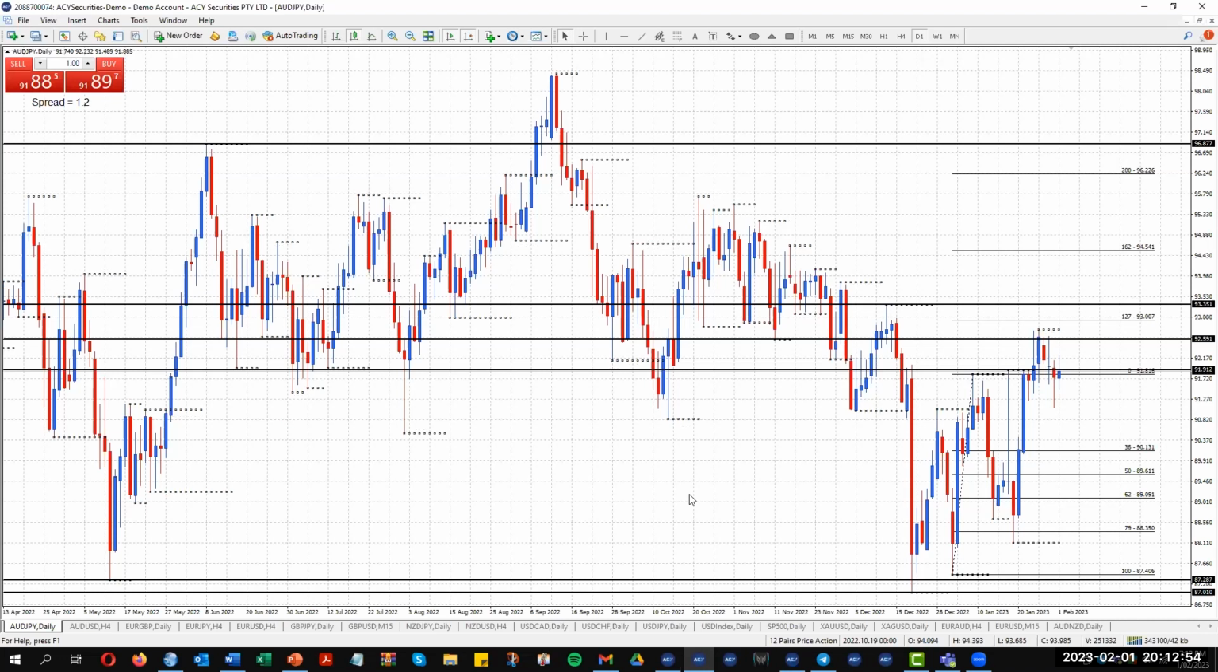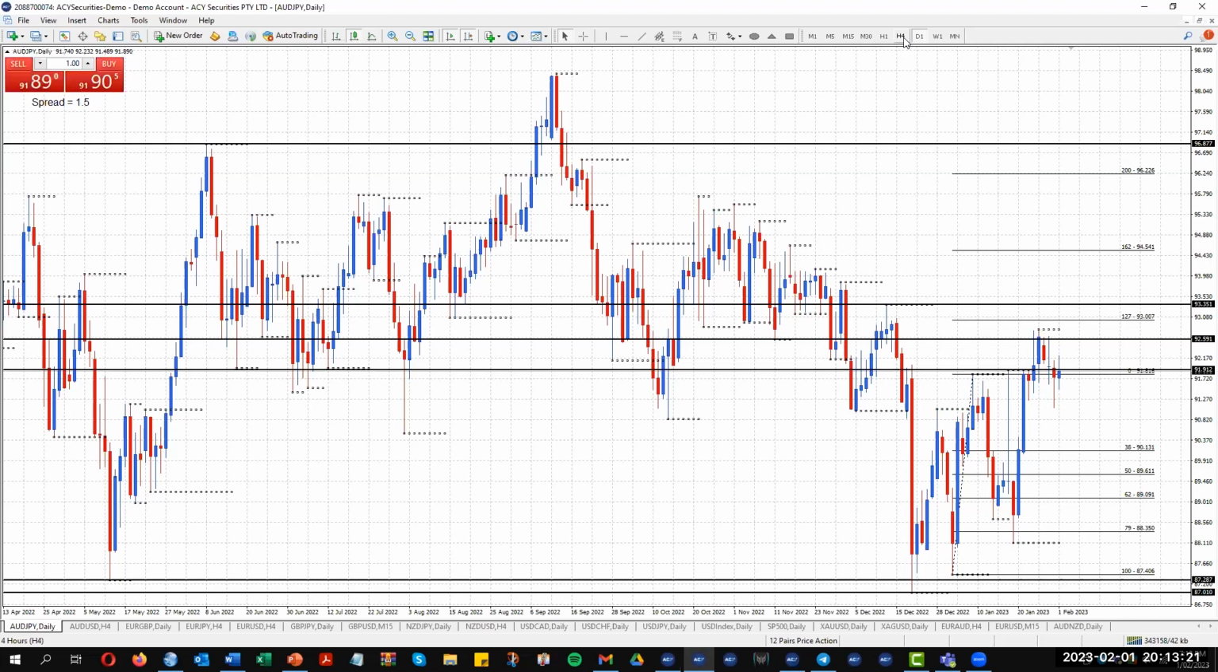Do I prefer to enter on the 79% level first touch or the break of the 4-hour candle? It all depends on the environment at the time. Is there any news coming out? I prefer to trade the first contact. I prefer to trade the 4-hour chart 79% retracement rather than the daily because it's less risk.